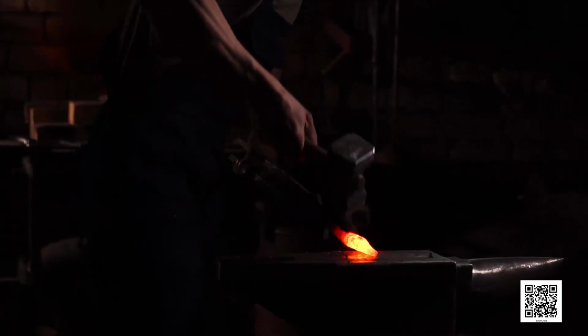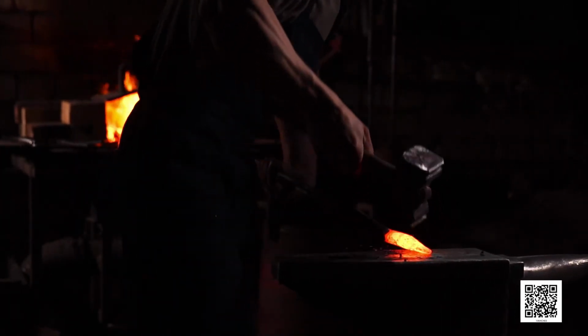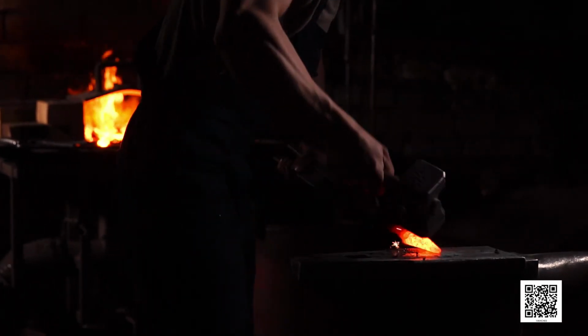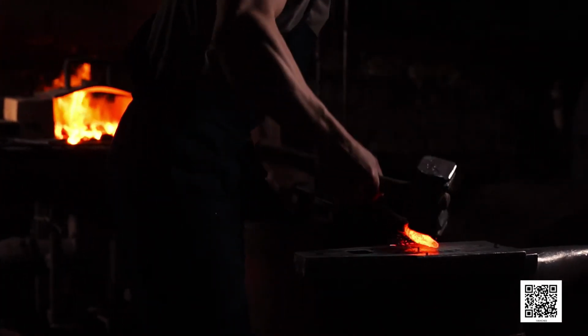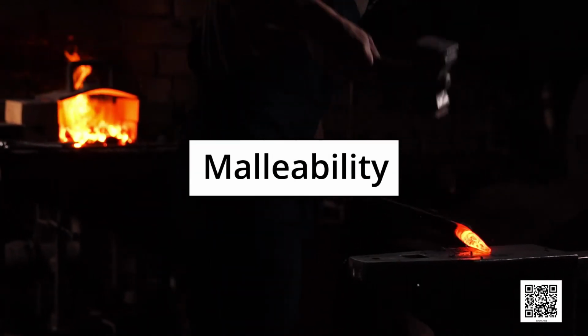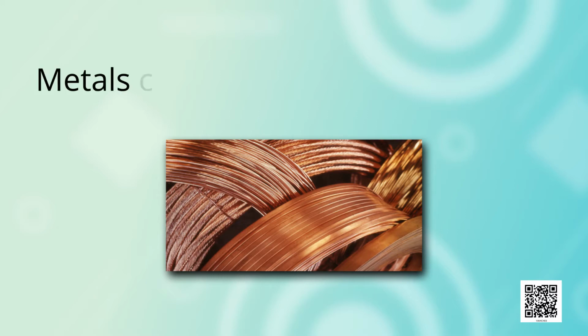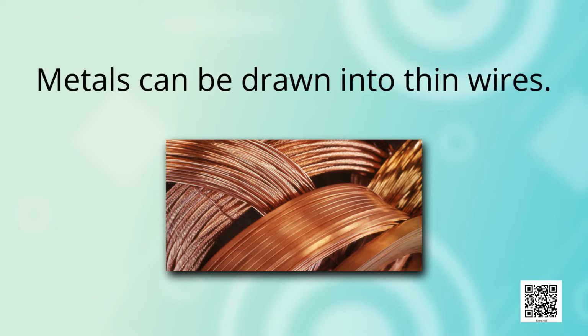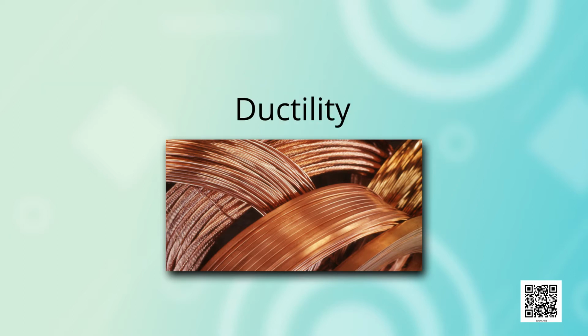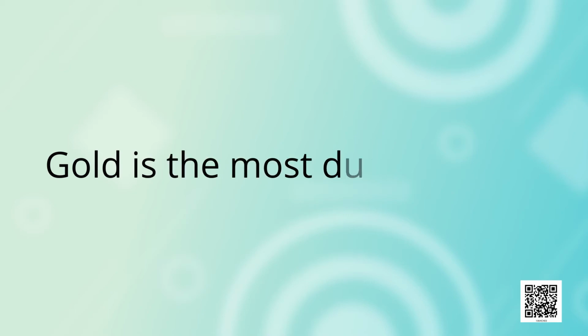Metals can be beaten into thin sheets. This property of metals, by which they can be hammered into thin sheets, is called malleability. Gold and silver are the most malleable metals. Metals can be drawn into thin wires. This property of metals, by which they can be drawn into thin wires, is called ductility. Gold is the most ductile metal.